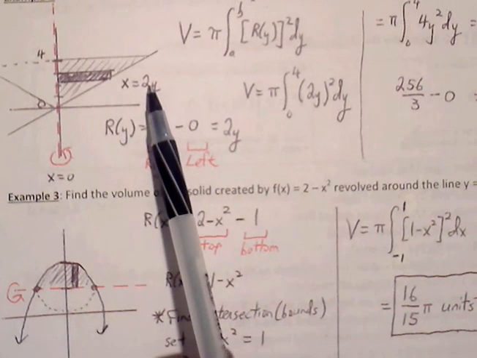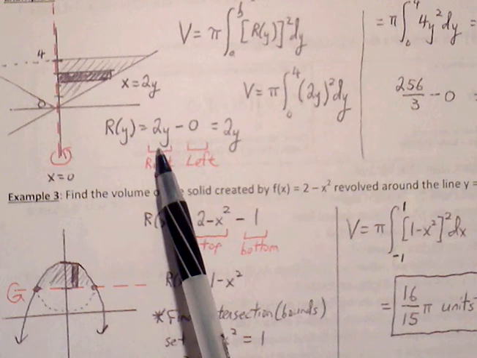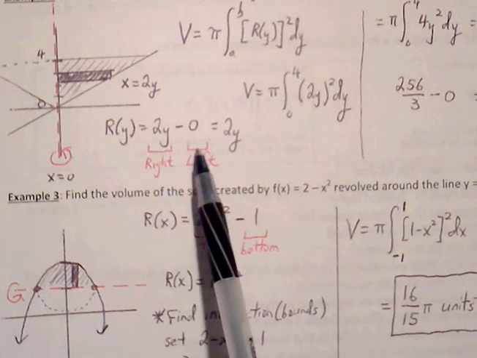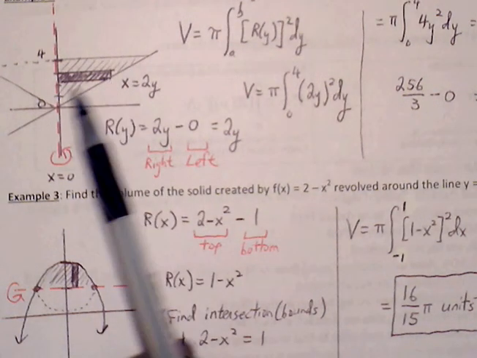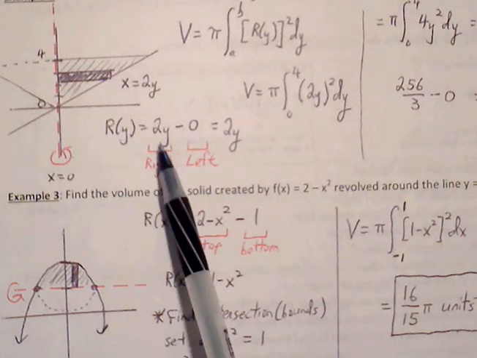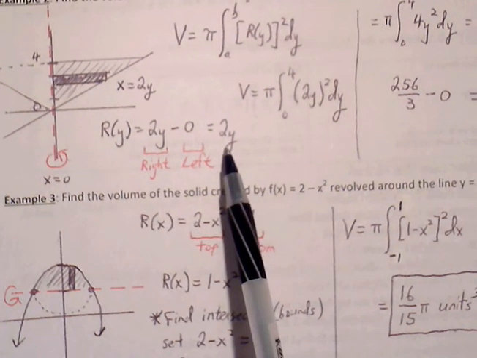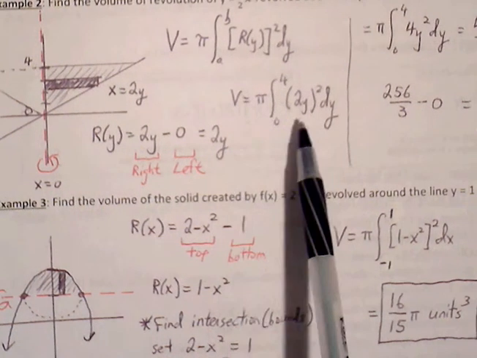So right graph is 2y. Left graph is 0, x equals 0. So right is here and the left is over here. So 2y minus 0 is 2y. That's our radius. Plug this in our formula.